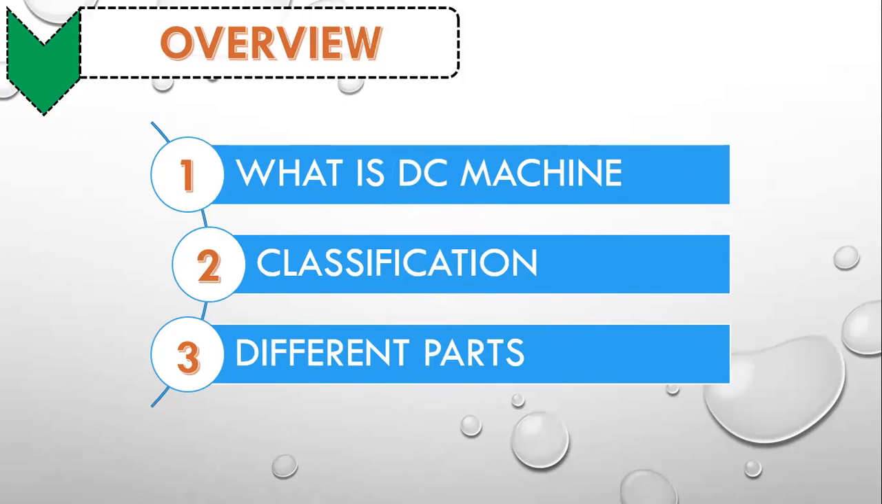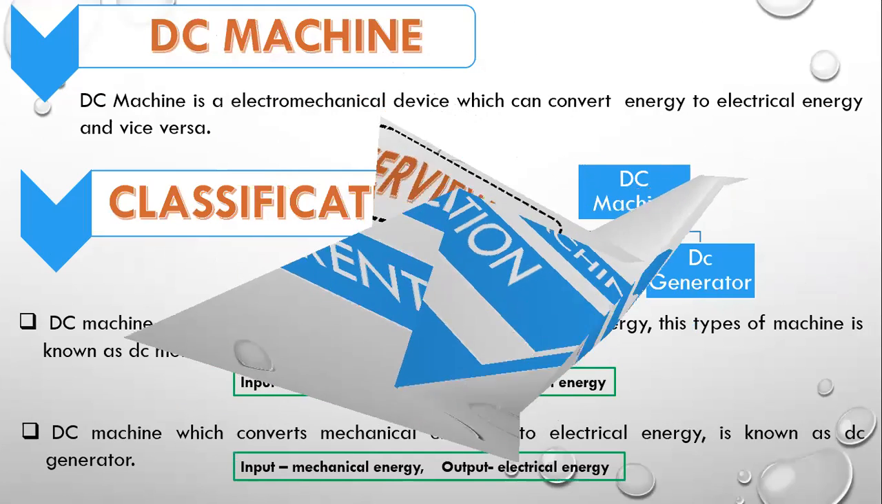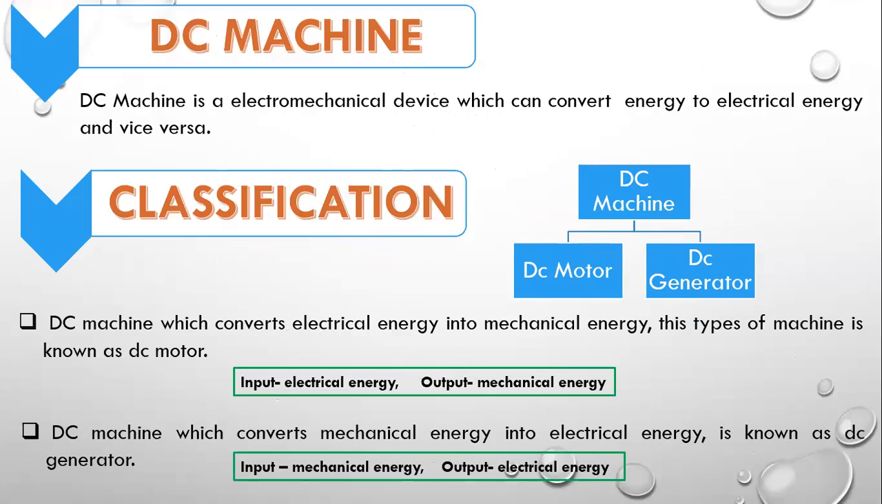Firstly, what is DC machine? Then classification of DC machine, and lastly different parts of DC machine. Then what is DC machine? A DC machine is an electromechanical energy conversion device which can convert electrical energy into mechanical energy and vice versa.